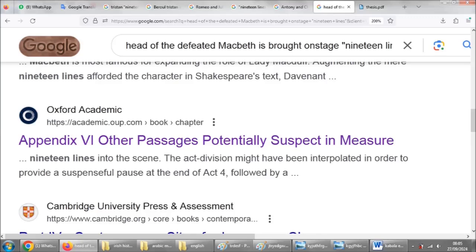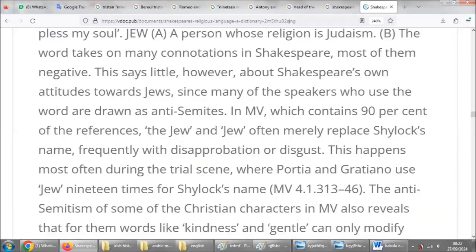So there's many suspicious divisions, but there's some strange codes, even letters, layouts, everything, almost as if somebody has written this digitally or something. So have a look. What Shakespeare says about Jews. The word takes on many connotations in Shakespeare, most of them negative. This says little, however, about Shakespeare's own attitudes toward Jews, since many of the speakers who use the word are drawn as anti-Semites. In MV, which contains 90% of the references, the Jew and Jew often merely replace Shylock's name, frequently with disapprobation or disgust.